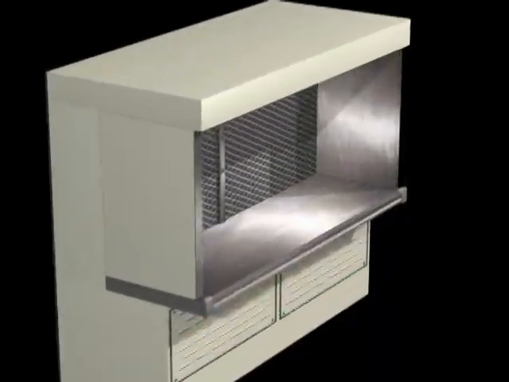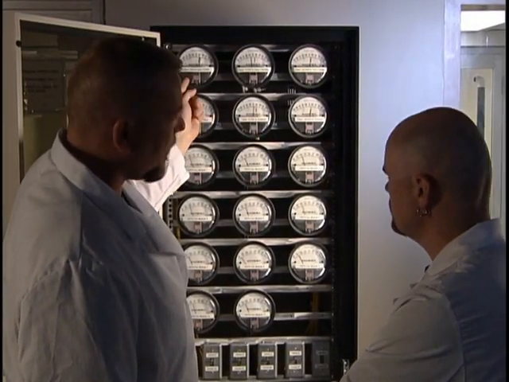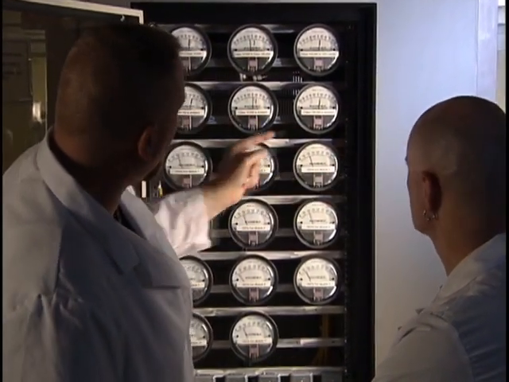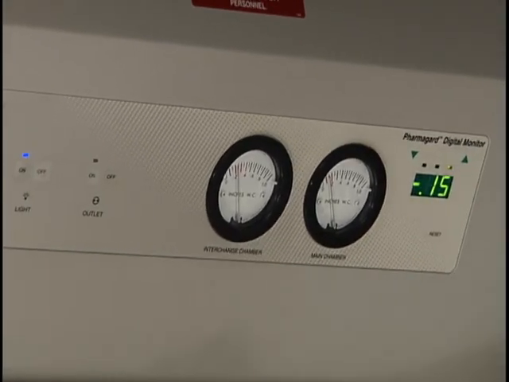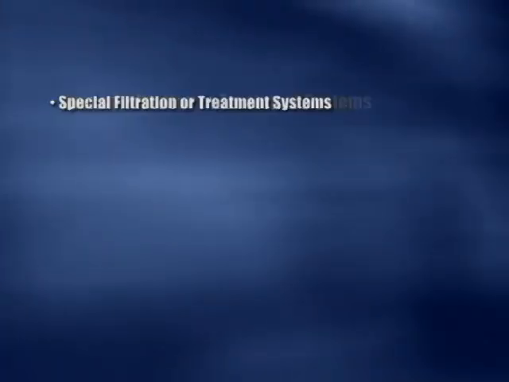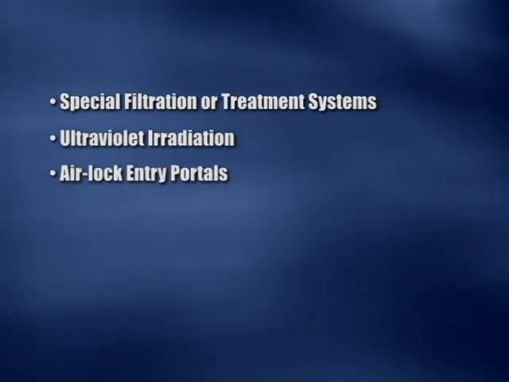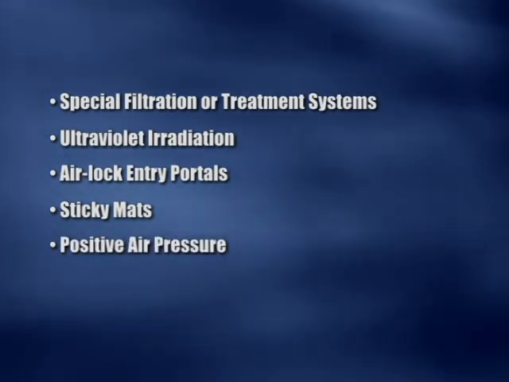Control of airborne particles is achieved through the use of high-efficiency particulate air filters, known as HEPA filters, continuous air circulation, and a physical barrier to outside or non-filtered air. Clean rooms also maintain appropriate temperature, humidity, air pressure, and airflow patterns. Clean rooms are categorized by their constant air quality, or class. Most simply put, the lower the classification number, the cleaner the air. In addition to the basic components we just discussed, a clean room can also include special filtration or treatment systems for incoming air, ultraviolet irradiation, airlock entry portals, sticky mats to remove particulate matter from shoes, and positive air pressure to reduce contaminant entry from adjacent rooms.